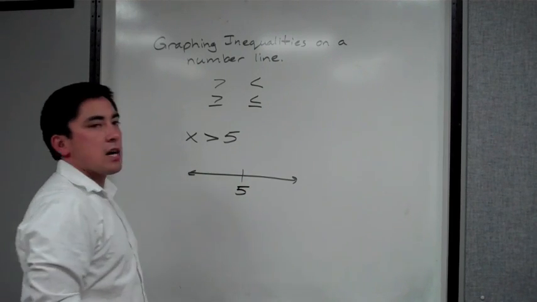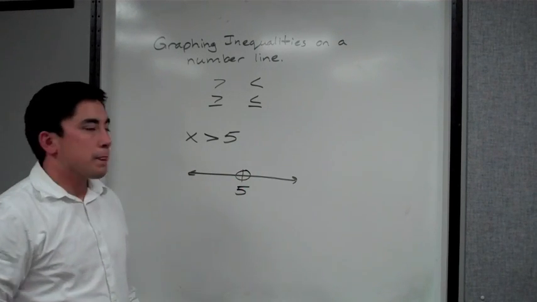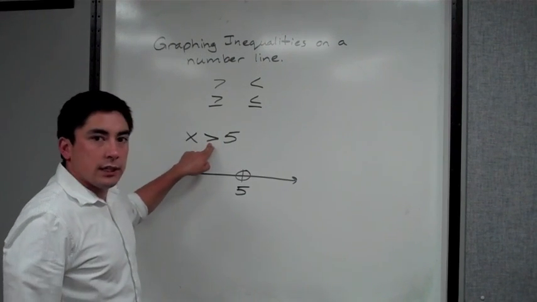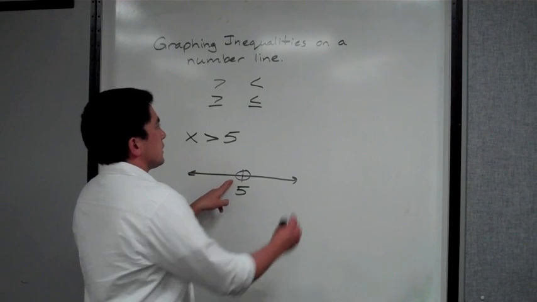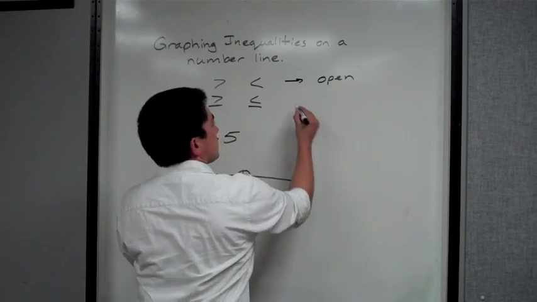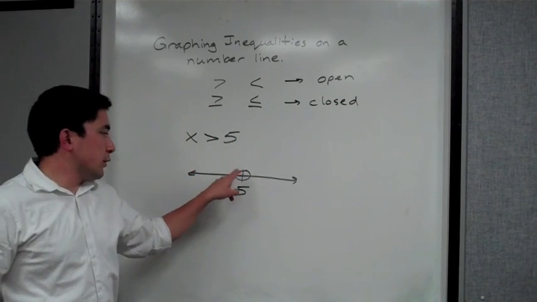So we're at the number 5 on our number line. What I want you to do is make a circle here. Okay? Now, since it doesn't have the or equal to sign, you leave it what we call open. You don't fill this one in. So these end up being open circles. These end up being closed. So you don't have to fill that in.